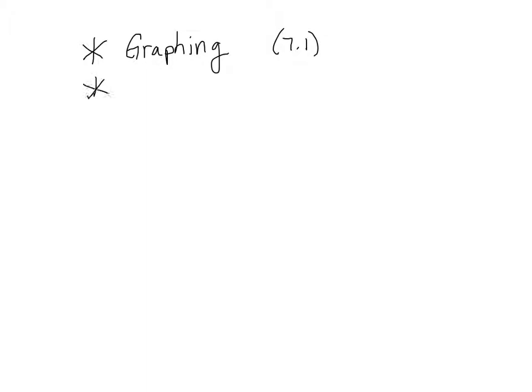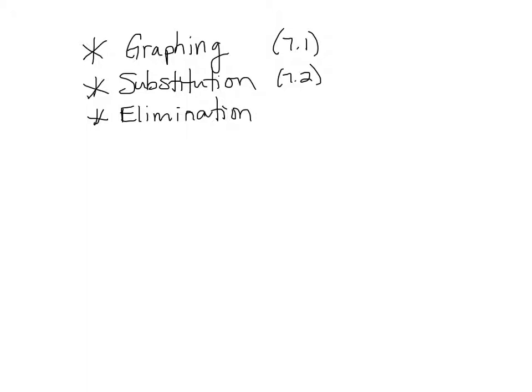The next section that we're going to be doing is 7.2. And that gives you another way to solve a system of equations, and that way is called substitution. The last way that we're going to solve systems of equations is called the elimination method, or just elimination. Many books and many teachers call it many different things, so I'm going to tell you some other ways that you may hear this in the future. And this, by the way, is in section 7.3.